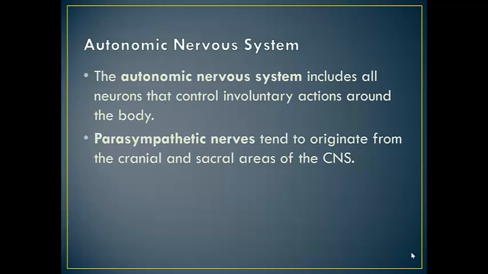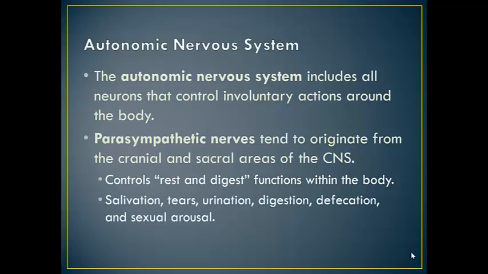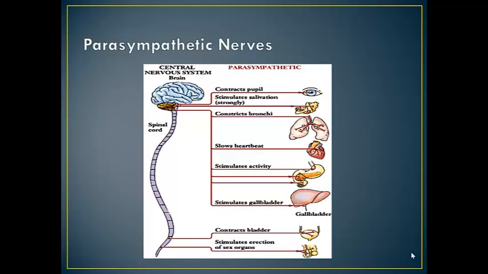So remember, the autonomic nervous system is broken into two subcategories. One is called the parasympathetic nerves. Now, these guys tend to originate from the cranial and the sacral area of the central nervous system. These guys control rest and digest functions within the body. So, like salivation, tears, urination, digestion, defecation, and sexual arousal, all of these guys are subject to the parasympathetic nervous system. So here's an image. As you can see, it's up in the cranial region where some of the nerves are from, and then, of course, also in the sacral region where some of them are controlled.